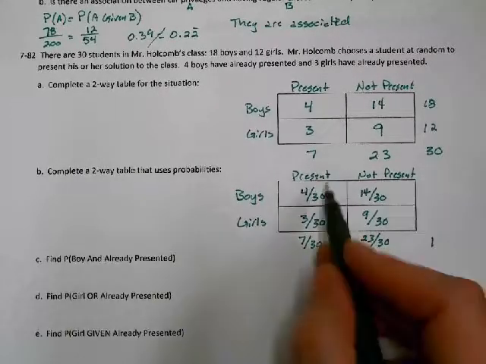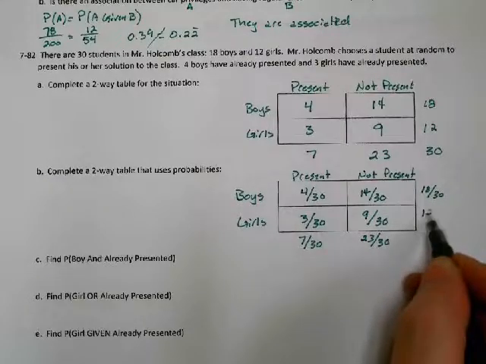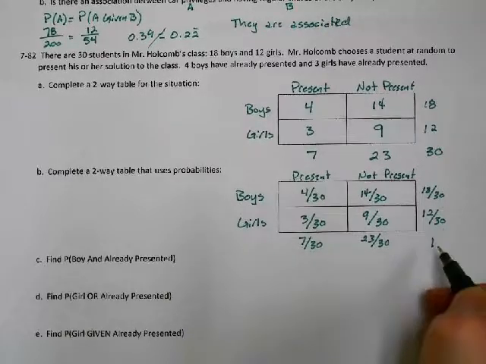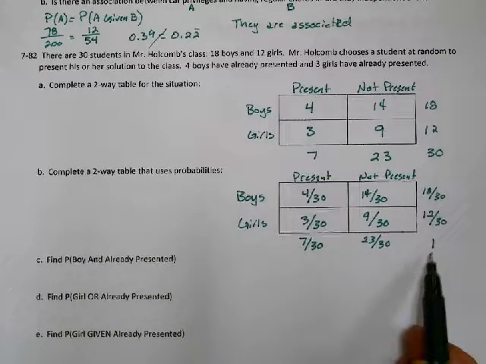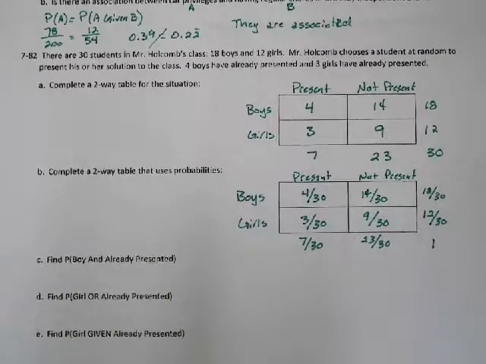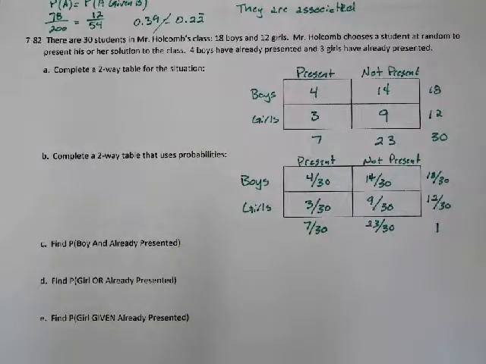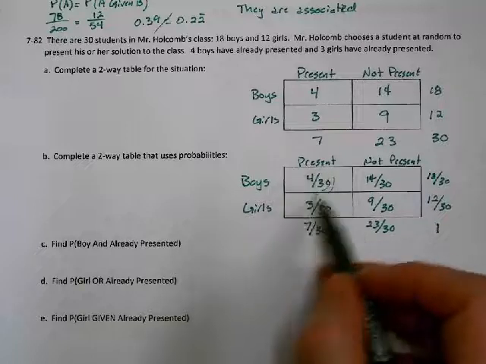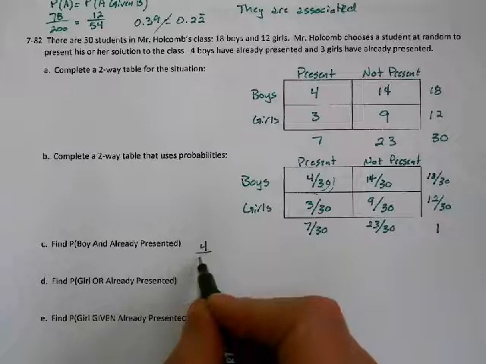Going across the other way, we see that boys is 18 out of 30 and girls is 12 out of 30. 18 out of 30 plus 12 out of 30 is 30 out of 30, 100%. 7 out of 30 plus 23 out of 30 is 30 out of 30, 100%. So this one just has our probability, and this one has all of our individuals in there. Find the probability of boy and presented. Here's the probability. It's kind of nice having it like this because we already have our probability sitting right there. So that would be 4 out of 30, which is 2 out of 15.